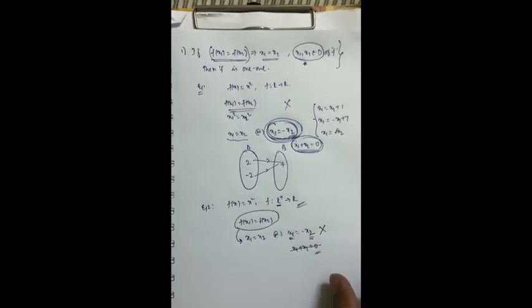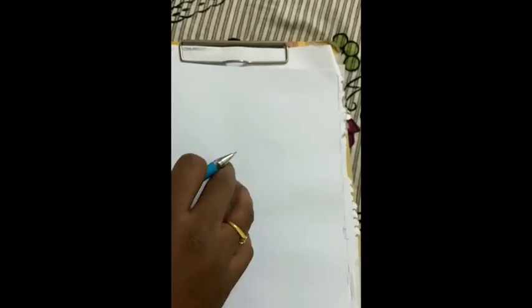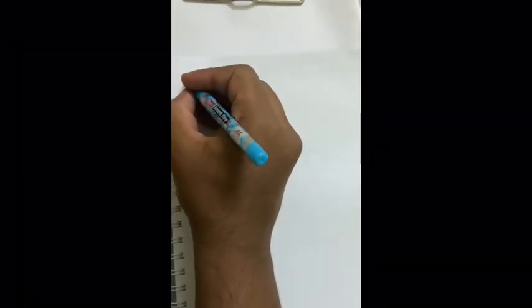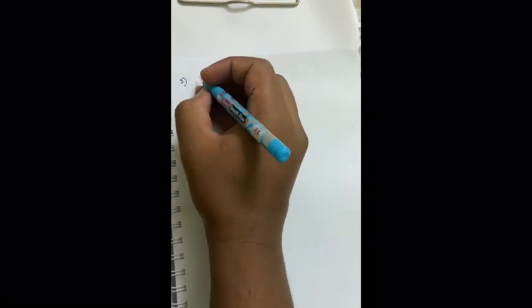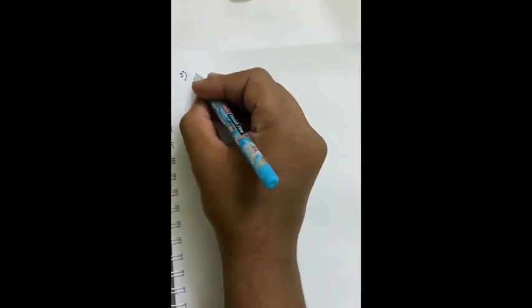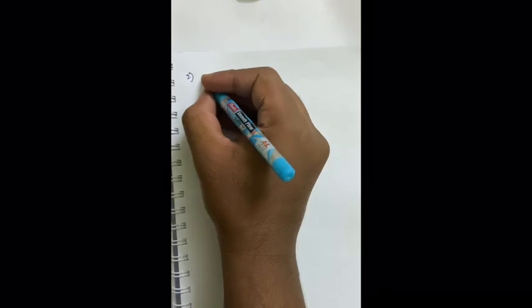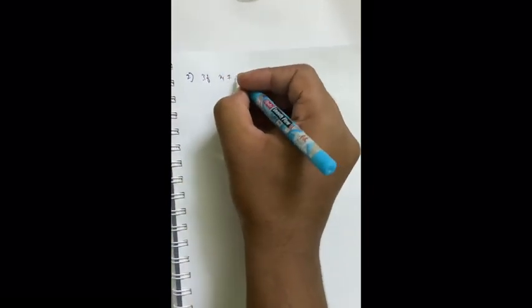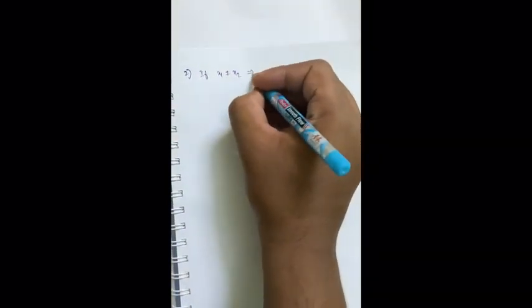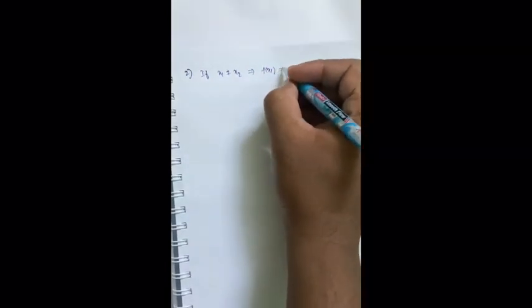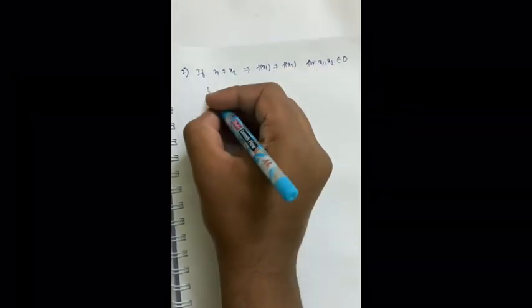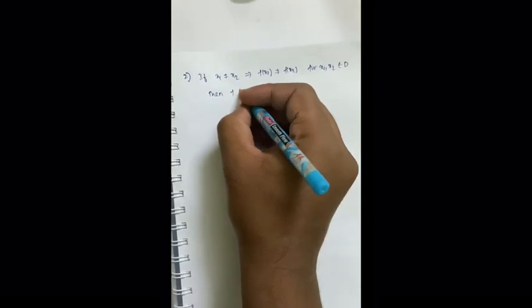Now we'll go to the second rule. It is more or less similar to the first one. It says: if x1 is not equal to x2 implies f(x1) is not equal to f(x2) for x1, x2 belonging to the domain, then f is 1-1.